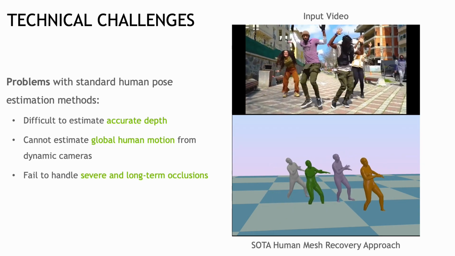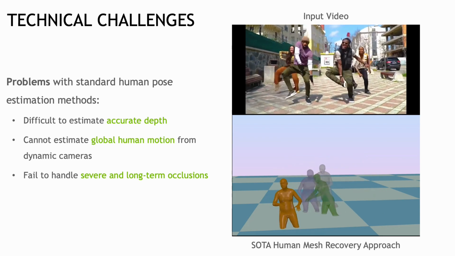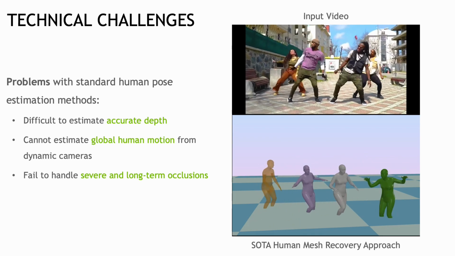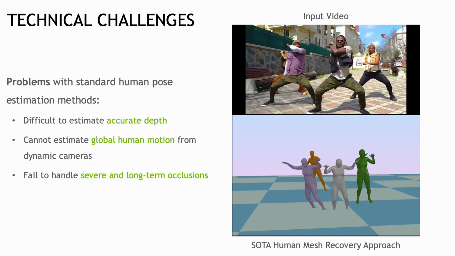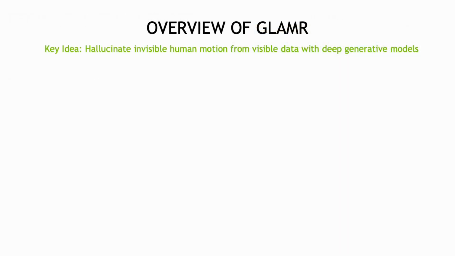Additionally, they also fail to handle severe and long-term occlusions where there are no bounding box of a person for a long period of time. To address all these issues, we propose a new approach called GLAMR that learns to hallucinate invisible human motion from visible data using deep generative models.